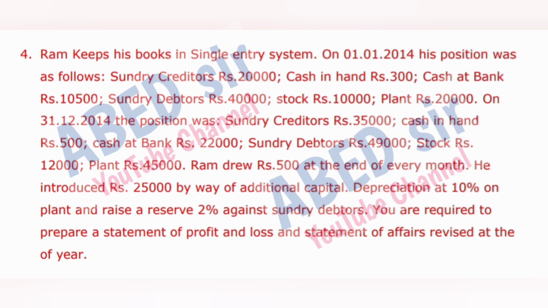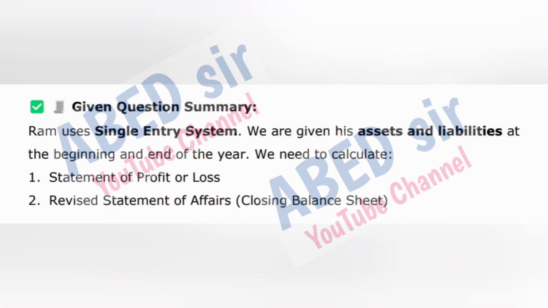Depreciation at 10% on plant and raise a reserve of 2% against sundry debtors. You are required to prepare a statement of profit and loss and statement of affairs revised at the end of the year. Given question summary: Ram uses single entry system. We are given his assets and liabilities at the beginning and end of the year.